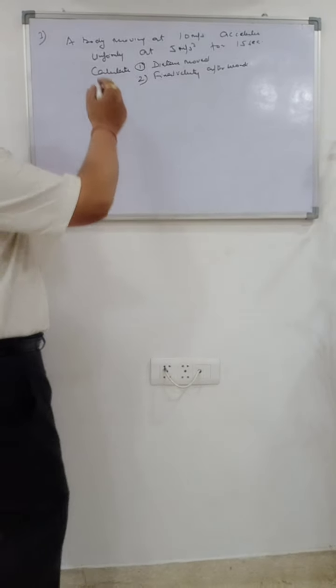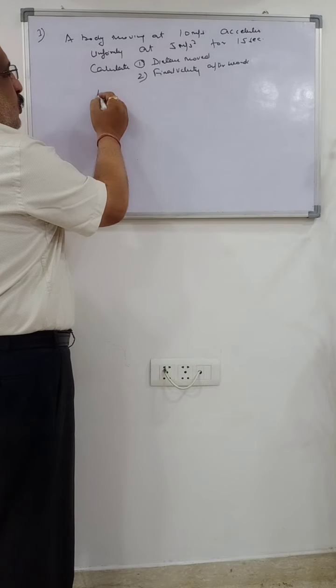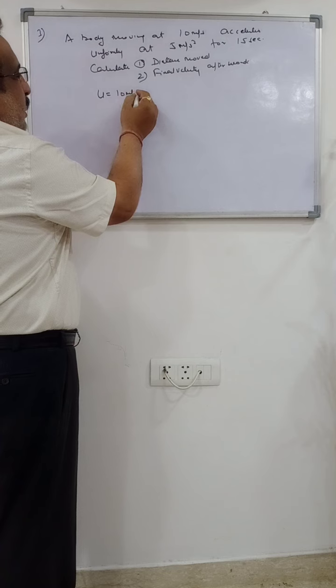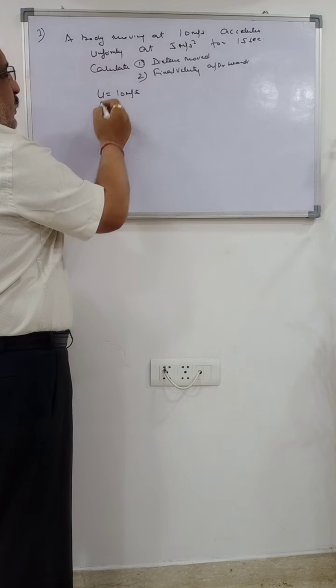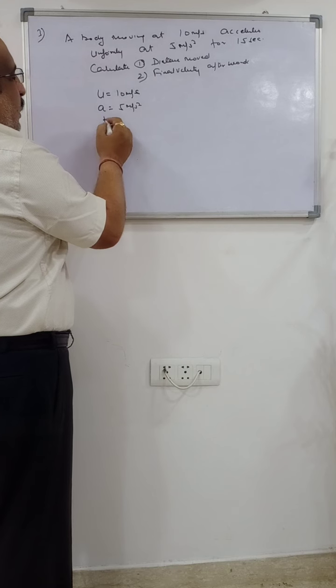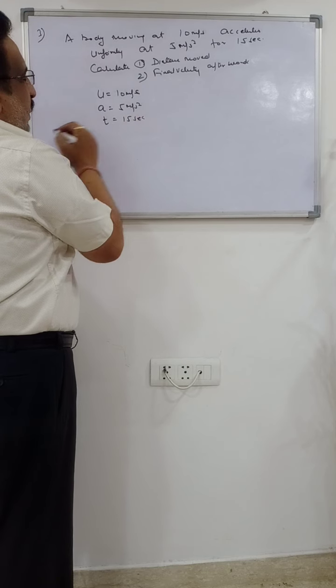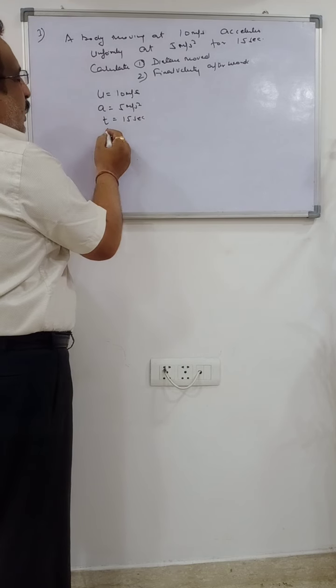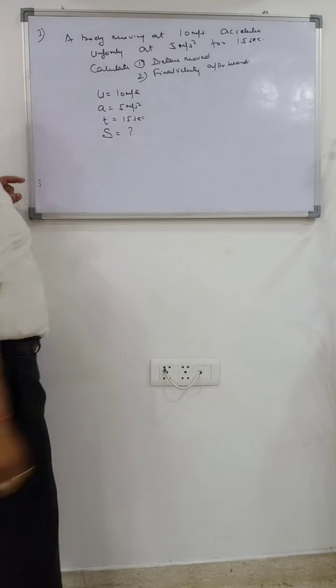Now what is given to you? Body is moving at 10 meters. So u is 10 meters per second, accelerates. So acceleration is 5 meters per second square and time is 15 seconds. So what you have to calculate? Distance you have to calculate.